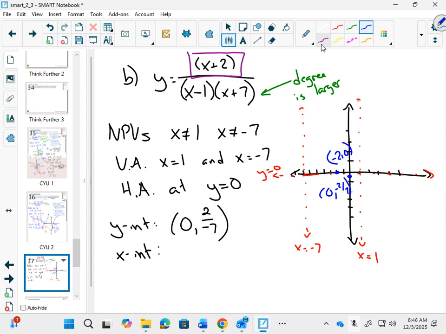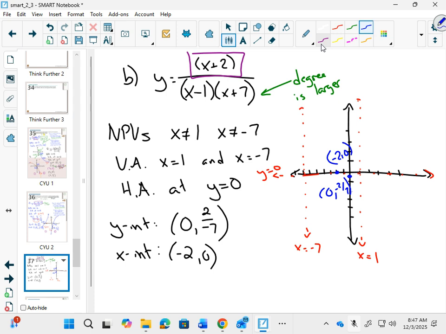It is okay for graphs to go through horizontal asymptotes. Horizontal asymptotes only tell us end behavior. Vertical asymptotes are about non-permissible values. You can never, ever go through a vertical asymptote, because that is a non-permissible value. But horizontal asymptotes aren't non-permissible values for y. They are telling you what's happening at the end of our graph. So we have one x-intercept at negative 2 comma 0.